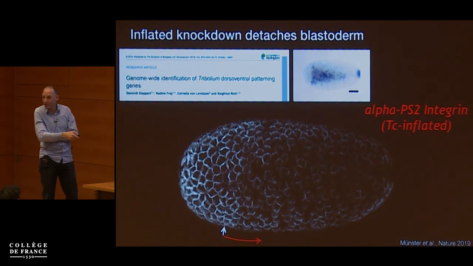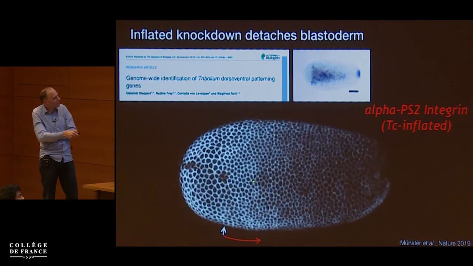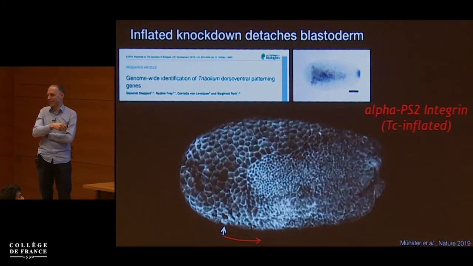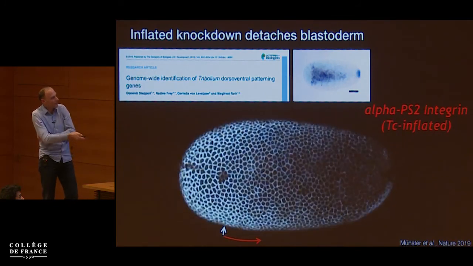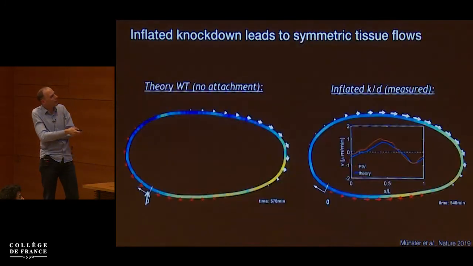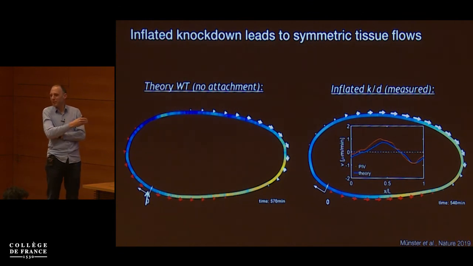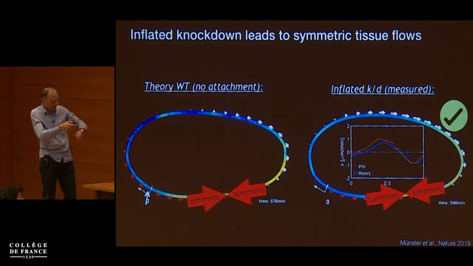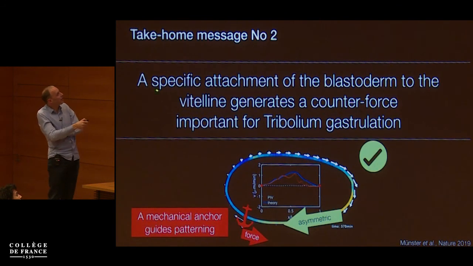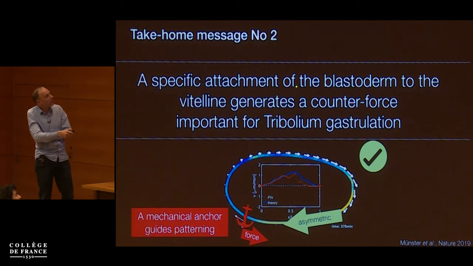So when we then knock it out by RNAi, this is what we see. We see symmetric movements. Okay? And in fact, this moves freely, even starts to spin around. But most importantly, the flow fields that we measure are perfectly compatible with the original ones that we had predicted without the anchorage. Okay? All right, that's it. So take-home message 2: a specific attachment of the blastoderm to the vitelline generates a counterforce important for gastrulation in the system. And this is really a mechanical anchor that guides the patterning process.